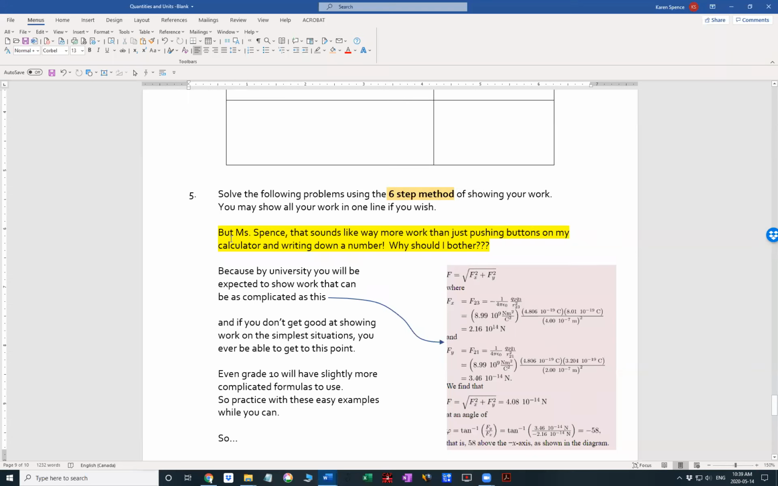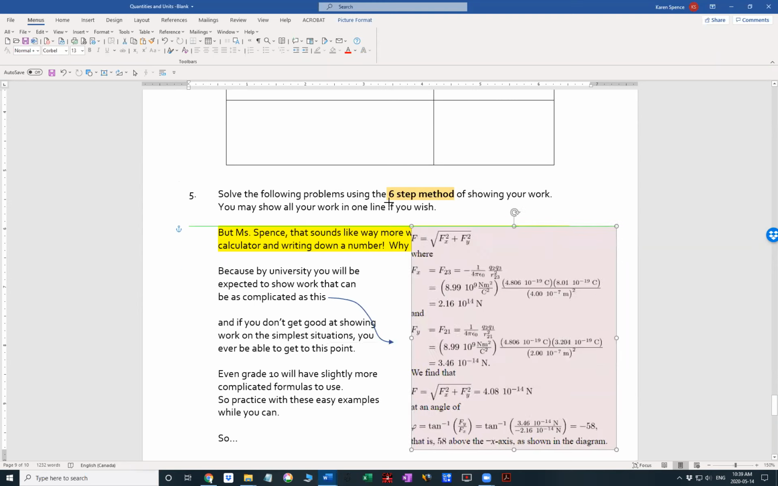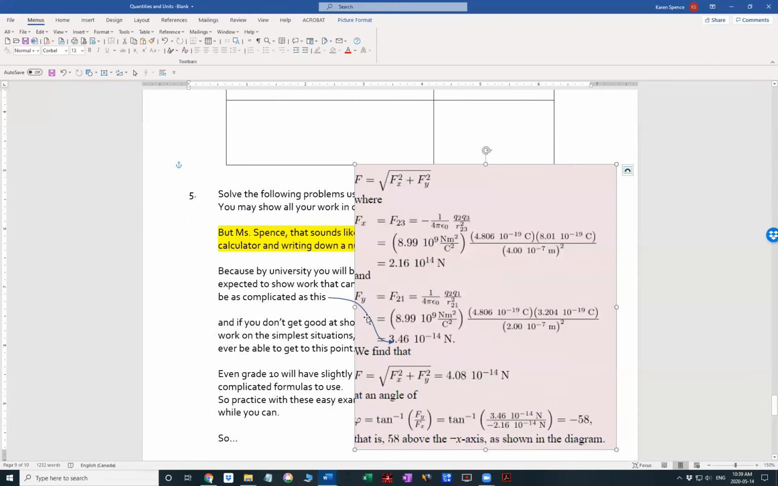And remember I said I was going to explain it? But Miss Benz, that sounds like way more work than just pushing buttons on my calculator and writing down a number. Why should I bother? Well, because in university, you might get a question like this. Okay, and it gets pretty ugly pretty fast. Just make this a little bigger so you can see it. Okay, and maybe I'll move this arrow out of the way because it's just in the way right now.